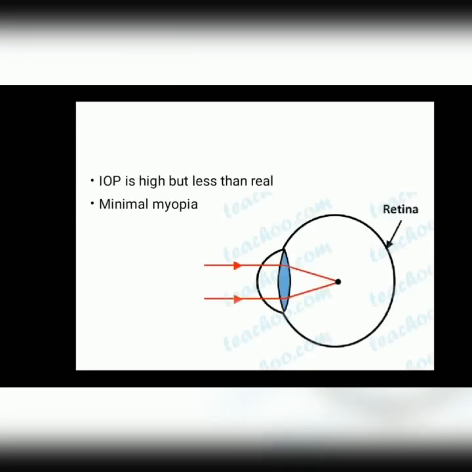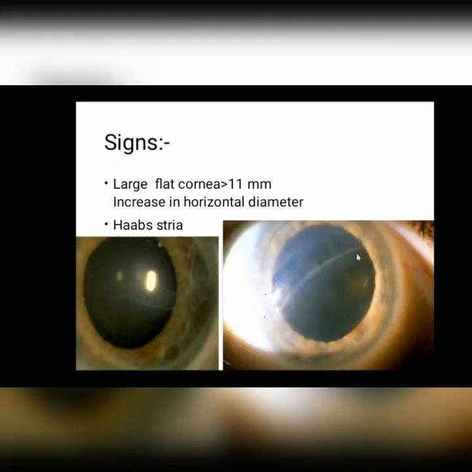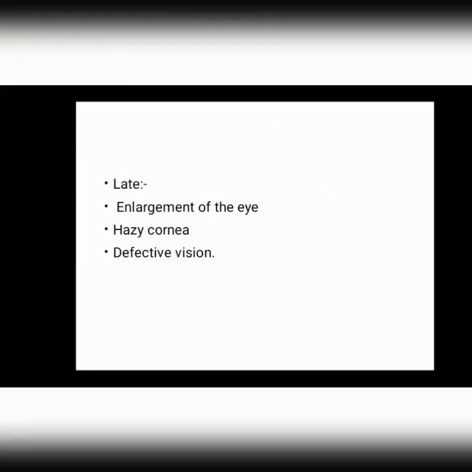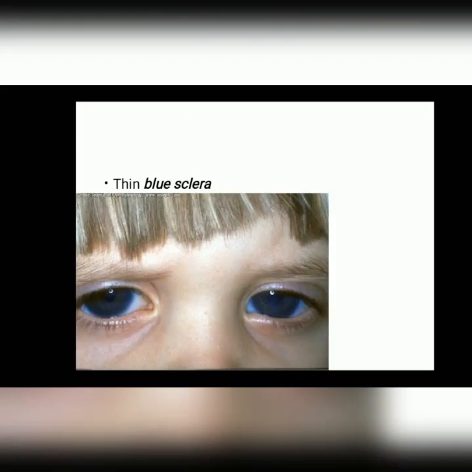Before the treatment of these conditions, we will talk about the hazy cornea. Hazy cornea is caused by the rupture of Descemet's membrane and leakage of the aqueous humor inside the cornea. So the cornea will appear cloudy and hazy.